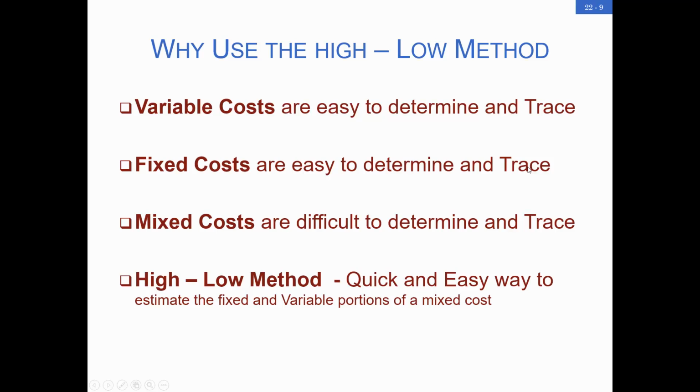Now sometimes you have a cost that has a variable portion and a fixed portion, and it's called a mixed cost, and they're more difficult to determine and more difficult to trace. Well, the high-low method is a way to quickly and easily estimate, and again I emphasize the word estimate, the fixed and variable portions of a mixed cost. And once you know those pieces, then you can go on and make predictions. So let's see what our problem looks like.